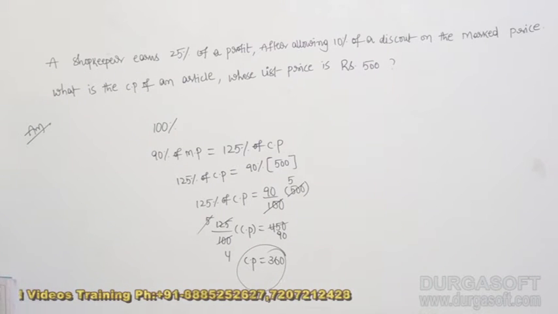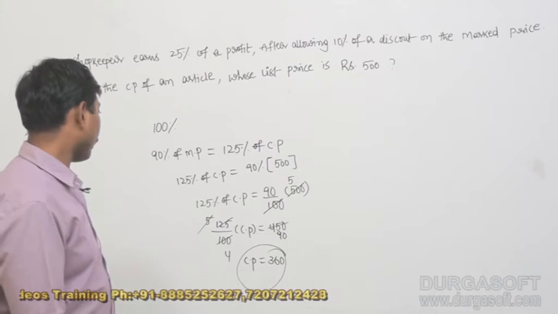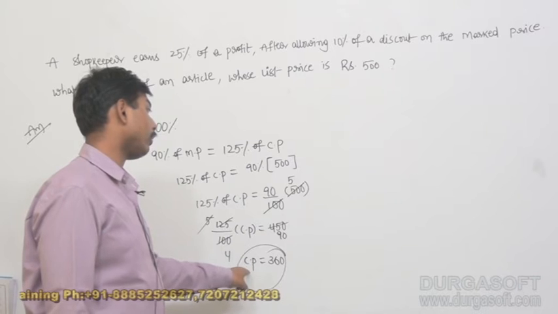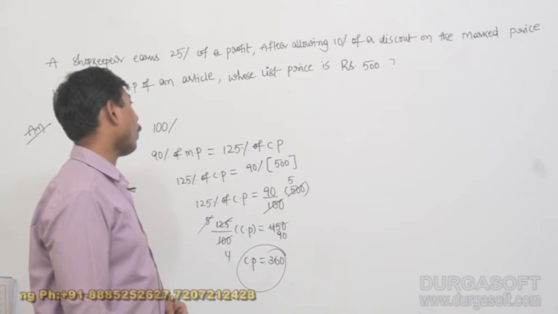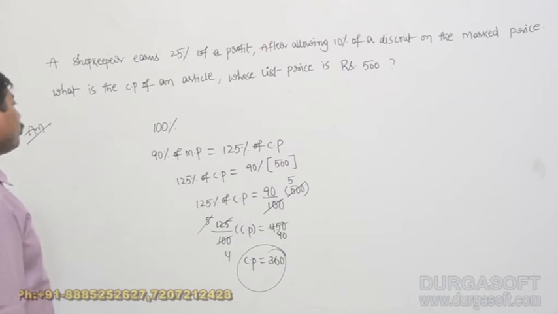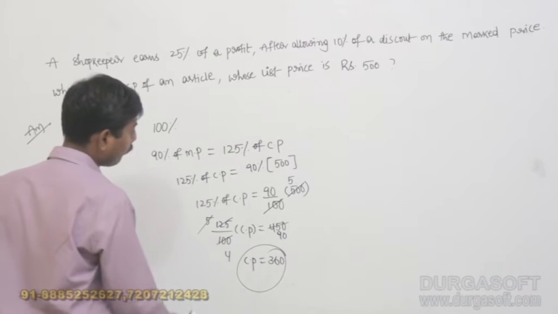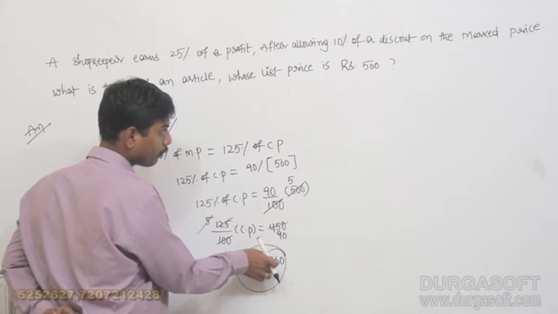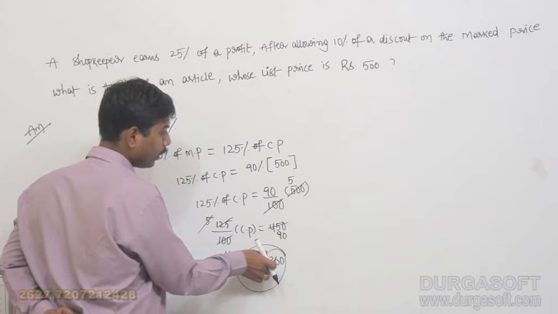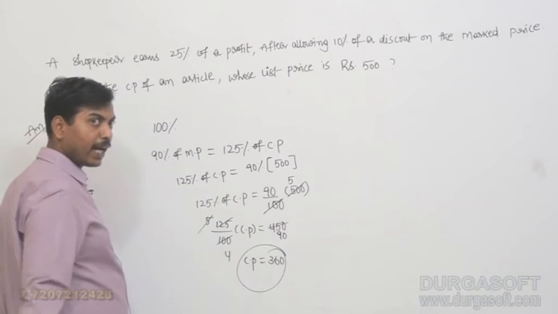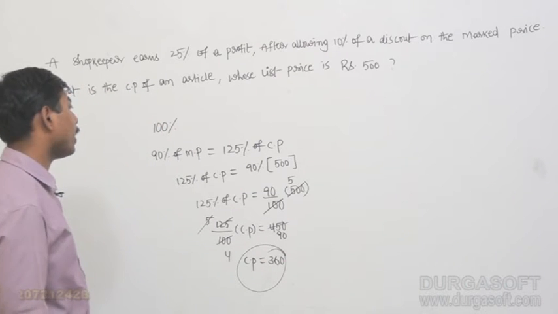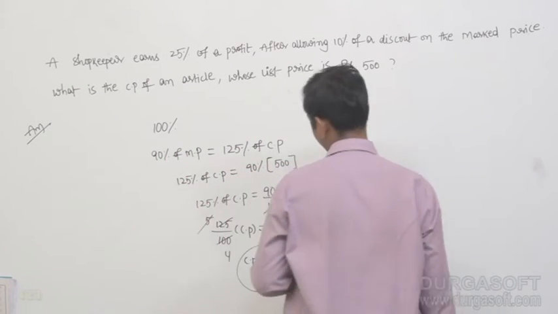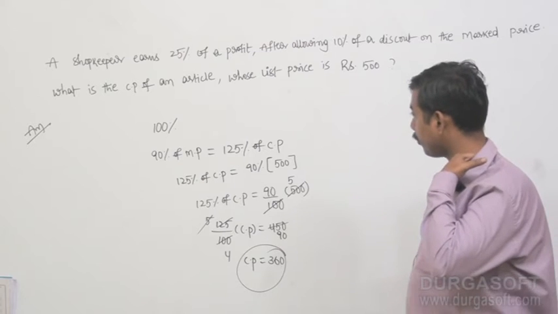That would be the required option of the question. The cost price of the article we got as 360 here. Now 125% of the cost price should be how much? Half of 360 is 180. Half of 180 is 90. 360 plus 90, how much is that? Obviously 450.